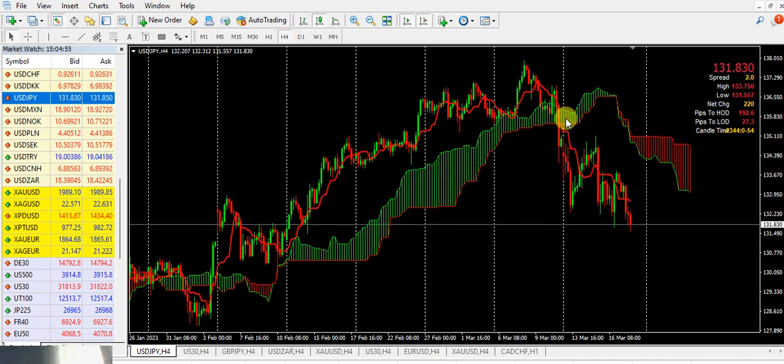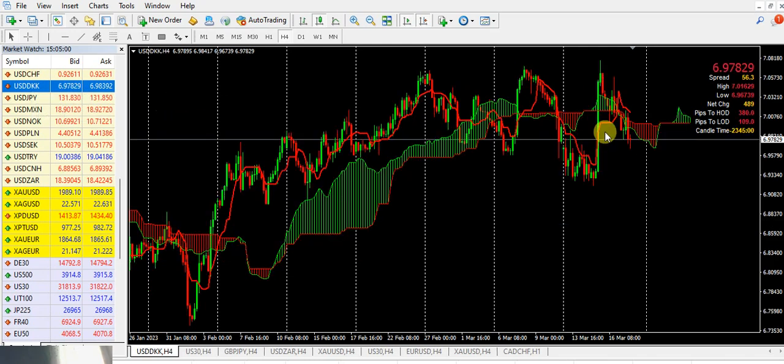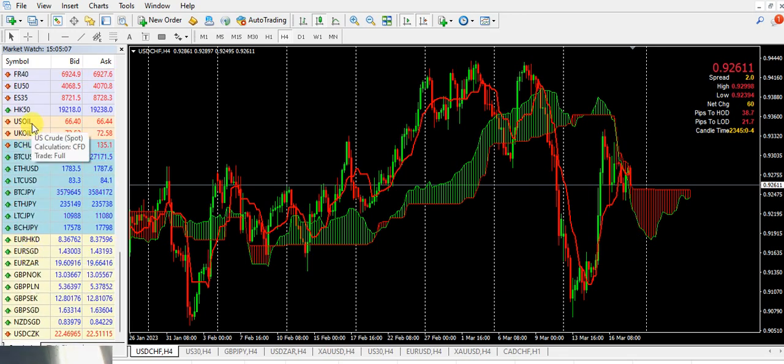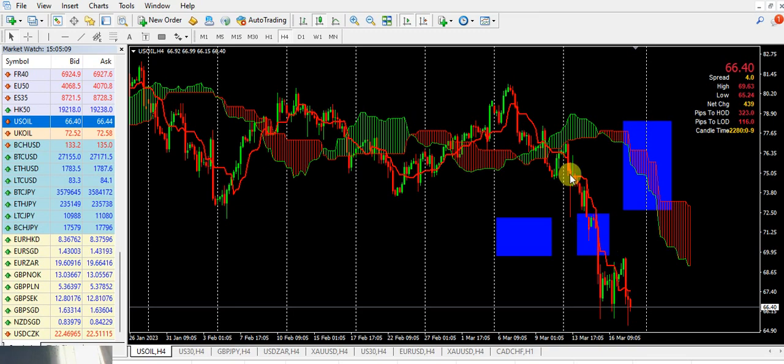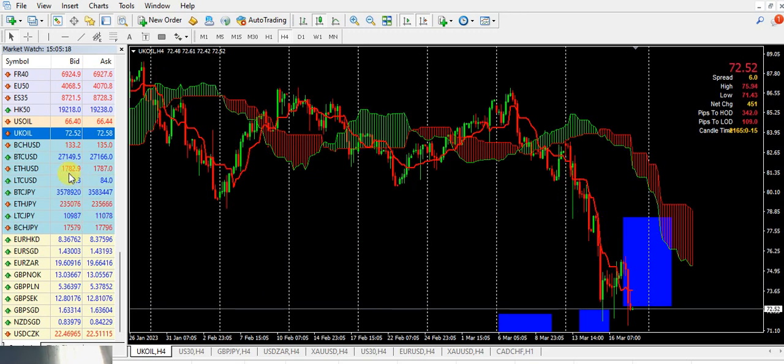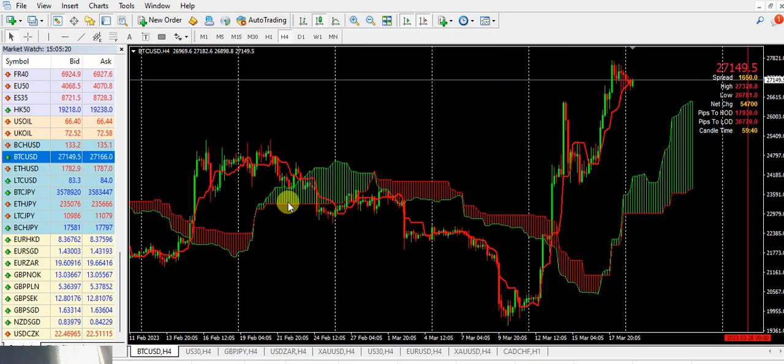So if you have a market below the Tenkan, it means that you expect to sell. Let's look at crude oil. All right, it's below the Tenkan, you expect the market to keep going down. UK, it's below the Tenkan, you expect the market to keep going down. BTC, above the Tenkan. Okay, so just like I was saying earlier, you have a little pullback here and the market is expected to resume.